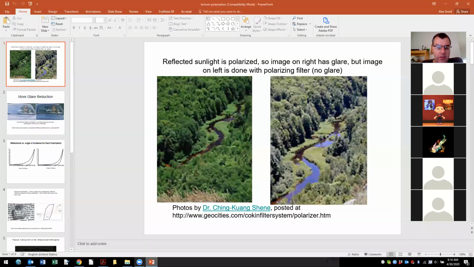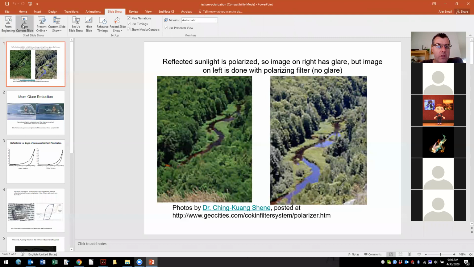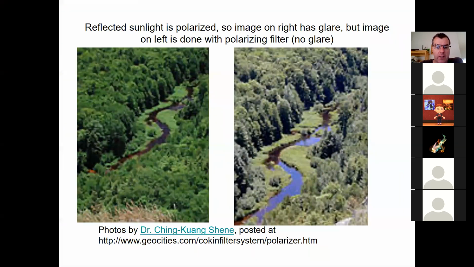Let's look at some pictures. Polarization gets used for a lot of things. By the way, you can tell these slides are old. I originally downloaded the pictures in the early 2000s, hence I found them on a GeoCities site.